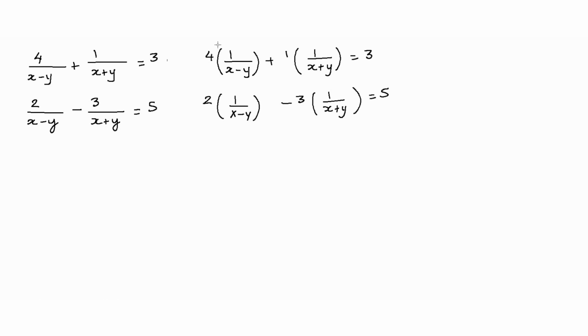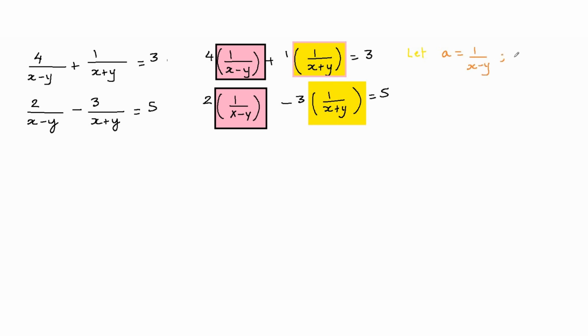So what I can now do is, I see that I have 1 by X minus Y in both the equations, and similarly I also have 1 by X plus Y in both the equations, if you notice. So that is going to be my substitution. Let A be 1 by X minus Y and let B be 1 by X plus Y.